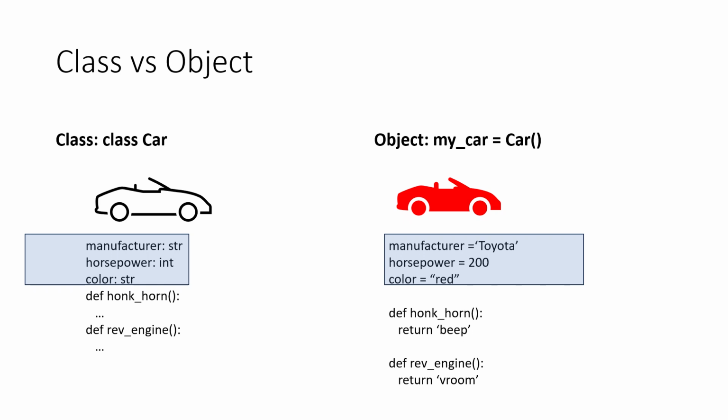Using our automobile example, it's important to notice that the class, car, defines the placeholders and the types for the attributes, but the car object itself is what actually holds the value. In this case, we know our car is a red Toyota that has 200 horsepower. If we were to create another car, we would need to specify values for these three attributes as well.